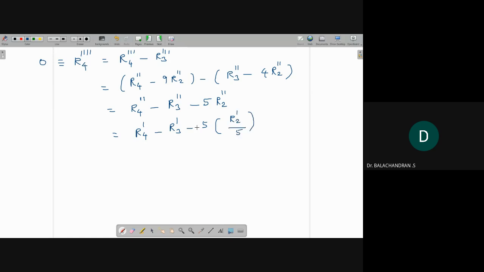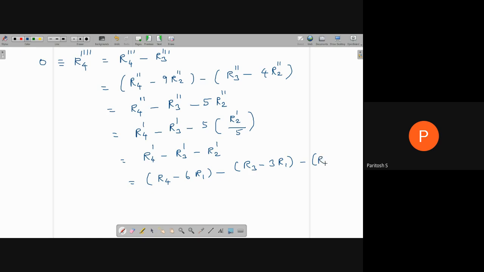So 5 gets cancelled. So R4 dash minus R3 dash minus R2 dash. Now you should tell what is R4 dash in terms of R. R4 dash is R4 minus 6R1. Okay. Minus R3 dash is R3 minus 3R1, minus 3R1, and then finally minus R2 dash, R2 minus 2R1. Yes.